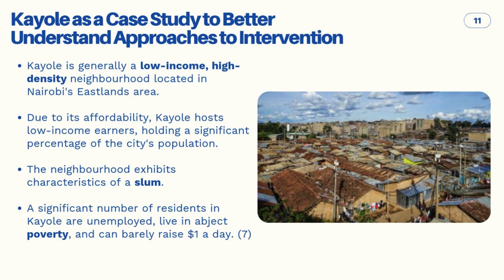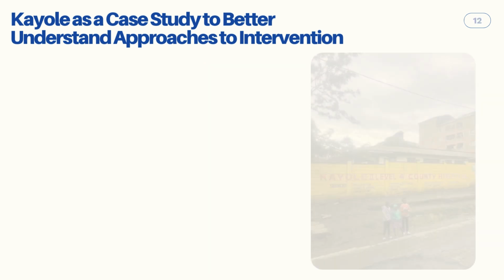Kayole is a neighborhood in Nairobi, Kenya, where the outbreaks have more tolls. It's a dense, low-income area with many informal settlements. People live in close quarters, unemployment is high, and many survive on less than $1 a day. Access to toilets is limited, clean water is expensive, and health services are stretched thin. This is a perfect storm for a cholera outbreak.